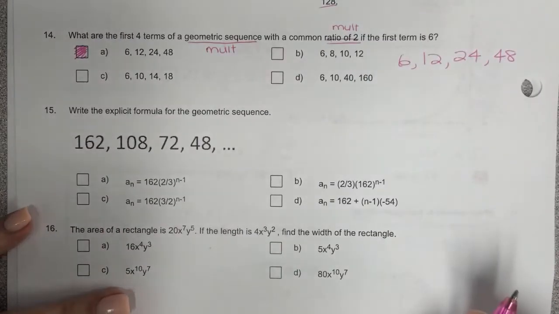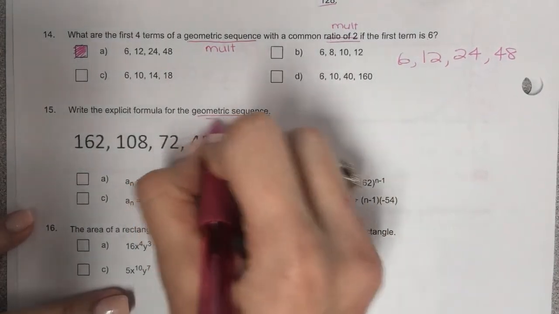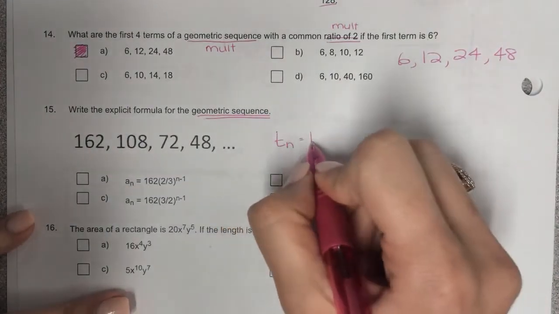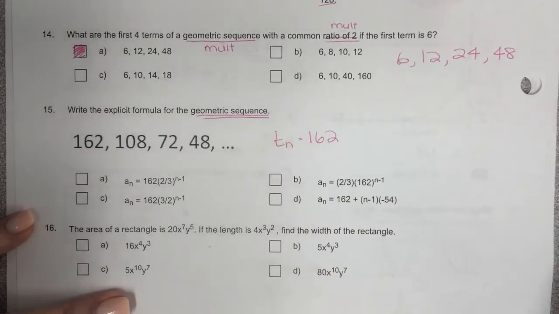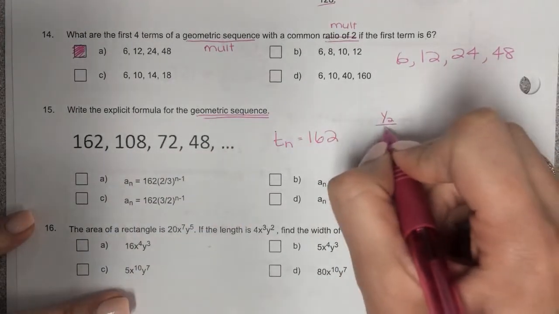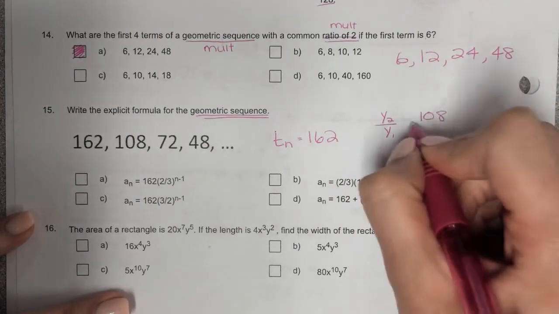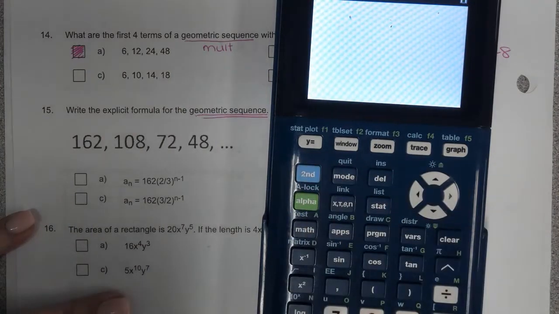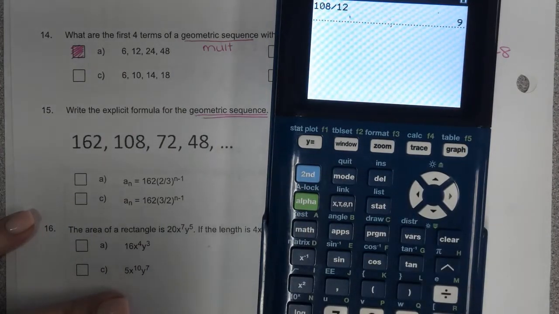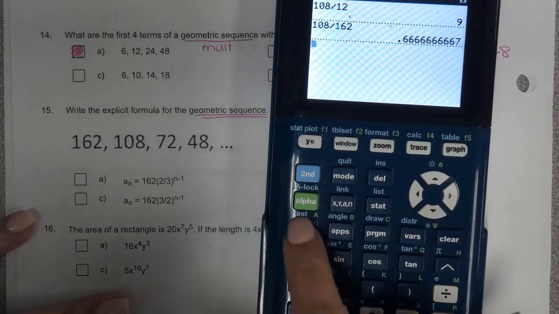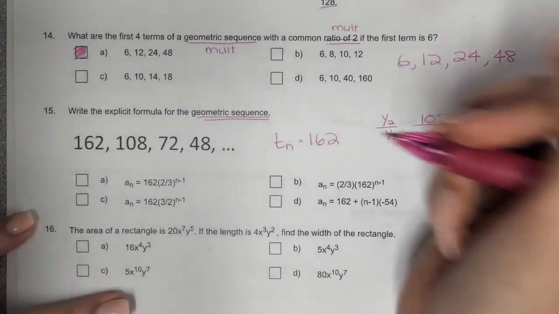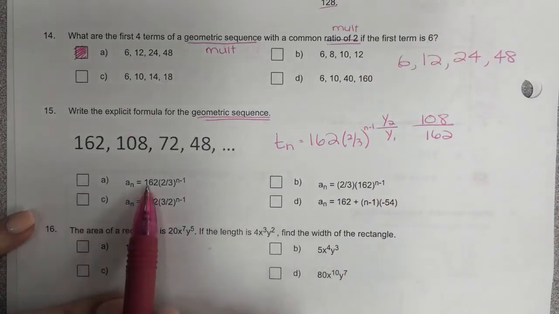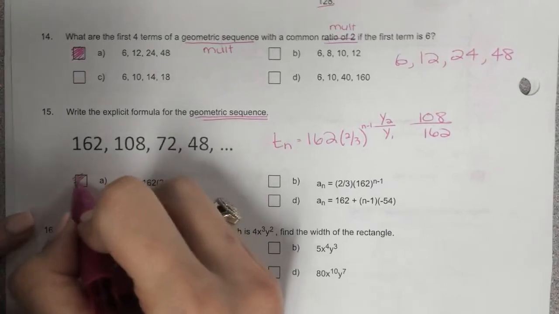Write the explicit formula for the geometric sequence. Okay, that means you're multiplying. So where does it start? It starts at 162. And then to find your rate, you take y2 divided by y1. So 108 divided by 162. Math, enter, enter. So it's 2/3 is my rate to the n minus 1. So it starts at 162 times 2/3 to the n minus 1.